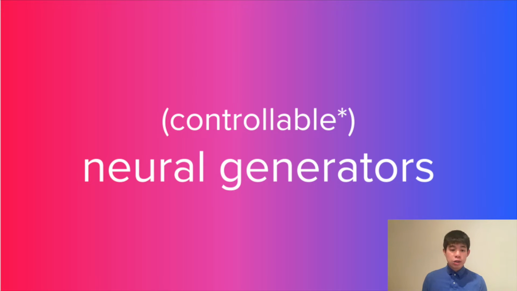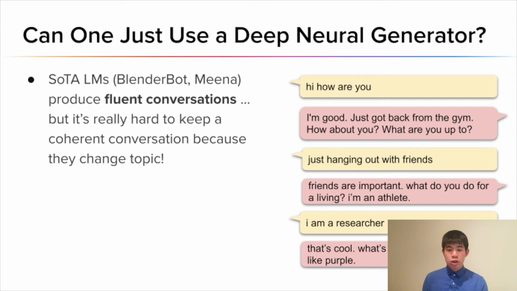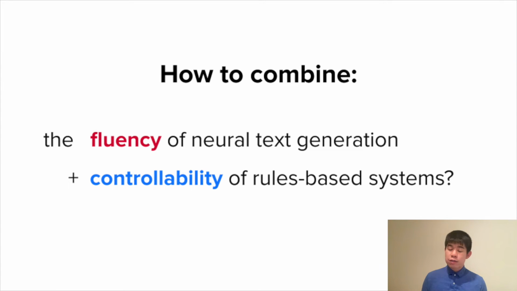Number 2, integrating controllable neural generation. Can you just use a deep neural generator for this entire task? State-of-the-art LMs like BlenderBot and Mina can be super fluent, but it's really hard to be coherent over a long period of time. In addition, latency can exceed 10 seconds in certain cases. How can we combine the fluency of neural text generation and the controllability of rules-based systems?